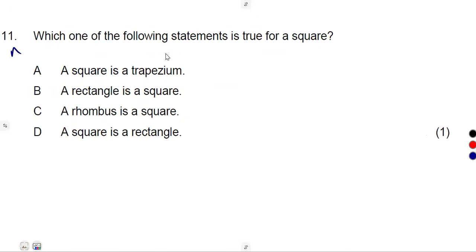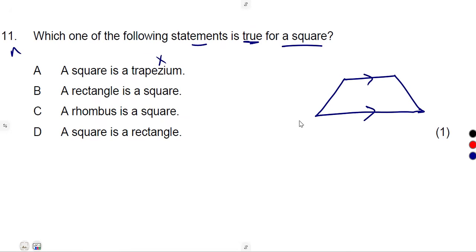All right, number 11. Which one of the following statements is true for a square? A square is a trapezium. Guys, a trapezium is a shape of its own properties. It is not to be considered even for a parallelogram. We cannot even put it there.